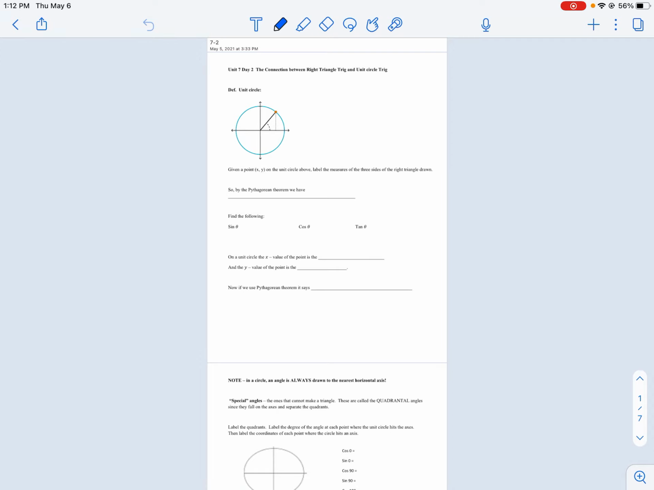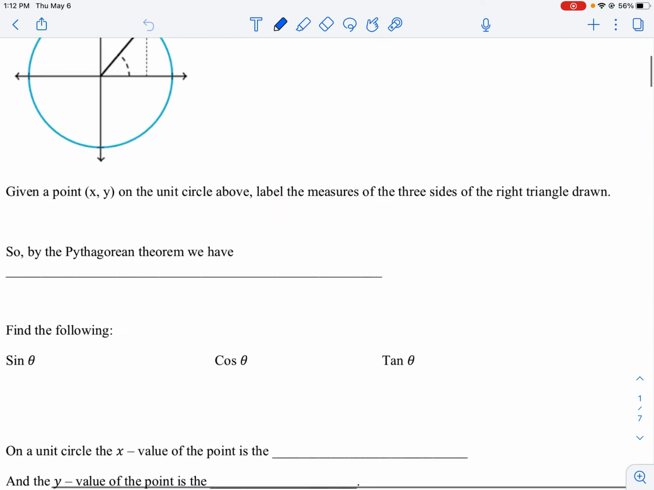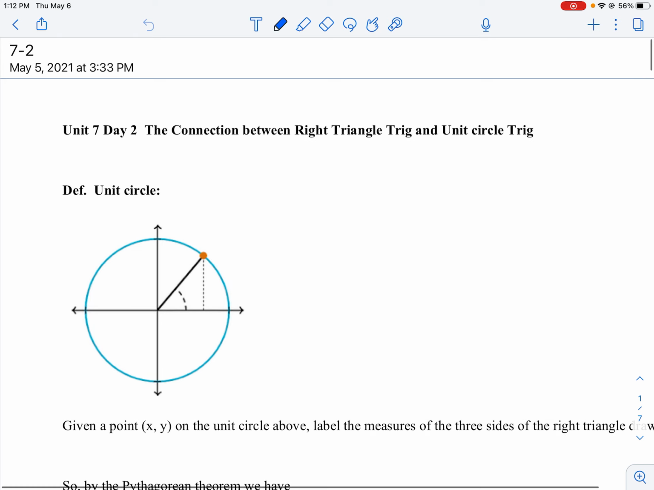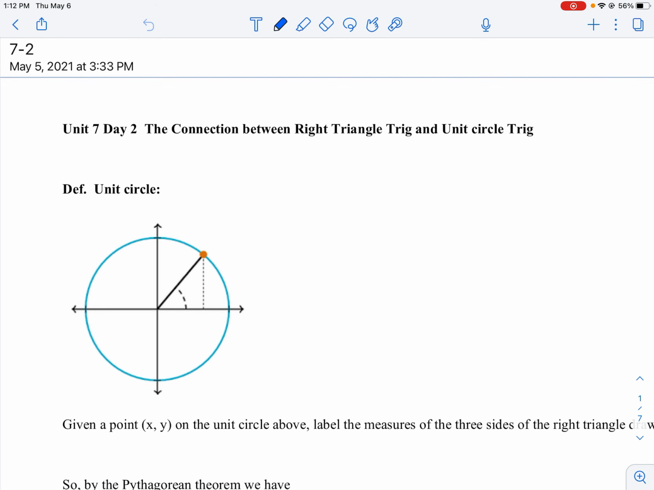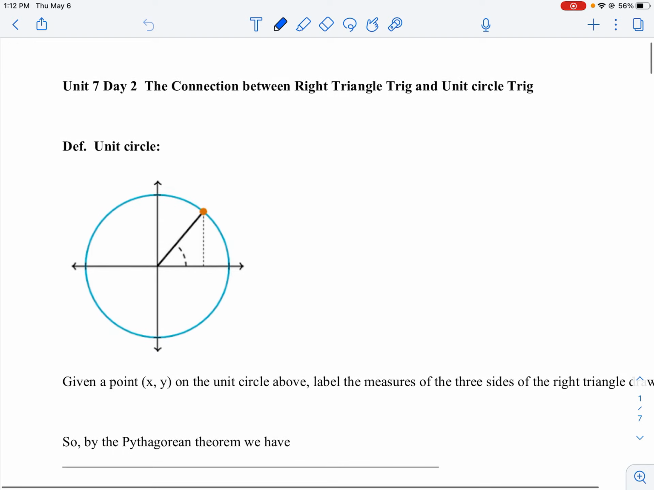Hello, ladies and gentlemen. It is 1:12 on a Thursday in May. More importantly, May the 6th. Okay. No longer May the 5th, unfortunately. No Cinco de Mayo. Nothing fancy about May the 6th. Unless it's your birthday. And if it's your birthday, happy birthday.